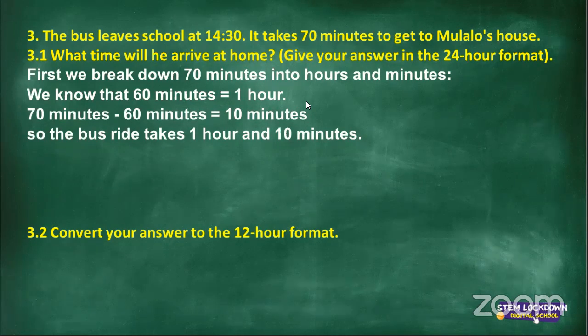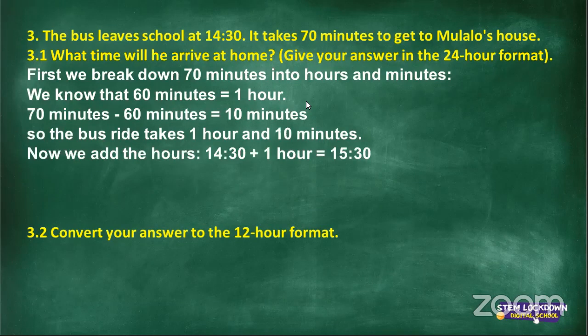But right now they are telling us the exact time he leaves school. That is why we are working from 14:30. But it's standard that it takes 70 minutes to get to the house. So we know it takes 1 hour and 10 minutes to get to the house. We add that 1 hour and 10 minutes to the 14:30 to find out the difference between the time he leaves school to the time he gets home. That is why we are adding the hours.